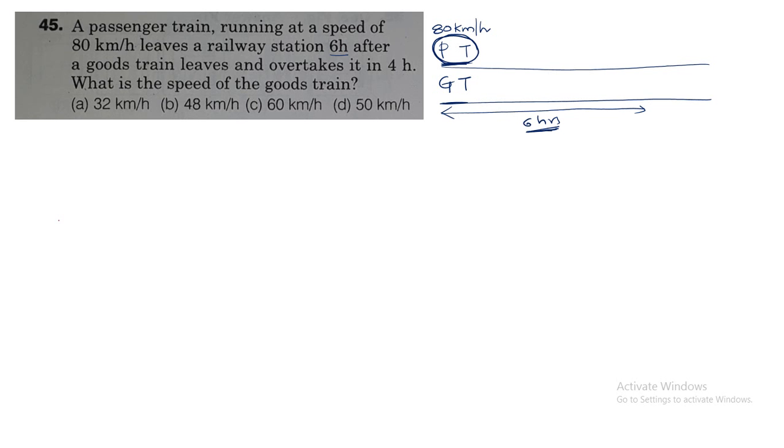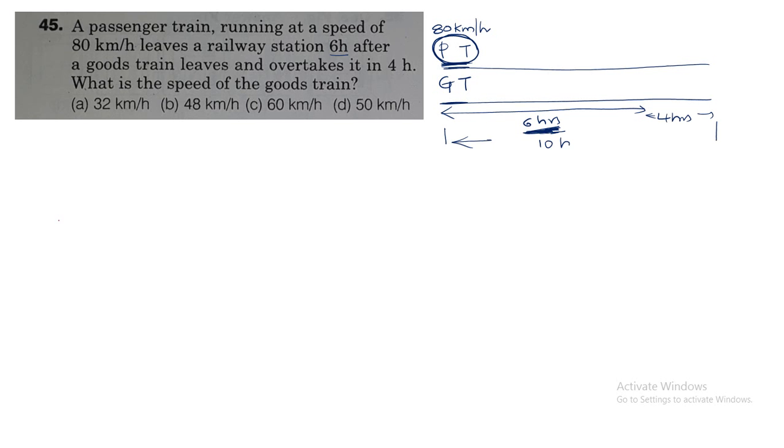Next, after that what happened? After the goods train leaves, it overtakes it in 4 hours. That means after 4 hours it will overtake this goods train. So already the goods train had traveled 6 hours when this passenger train started, right? Next, this passenger train overtakes the goods train after 4 hours. So till then, how many hours did this passenger train travel? It has traveled 4 more hours, right?